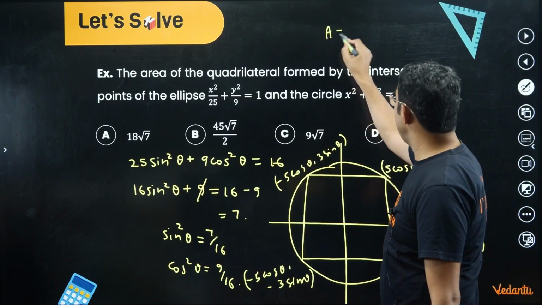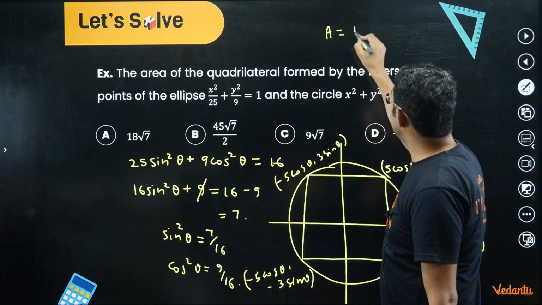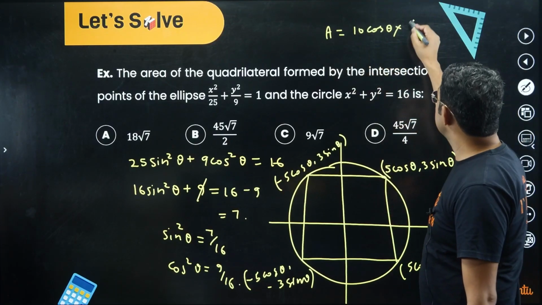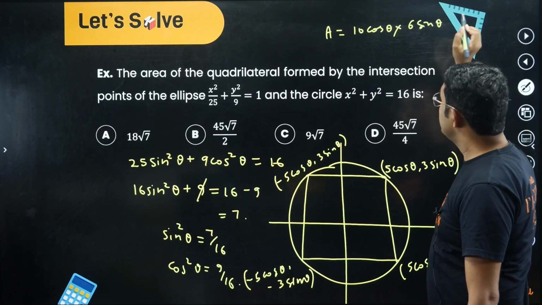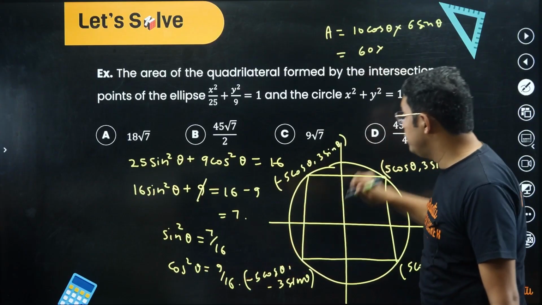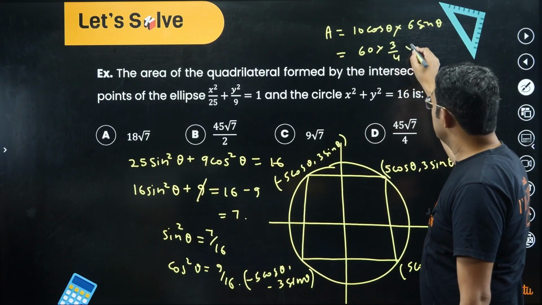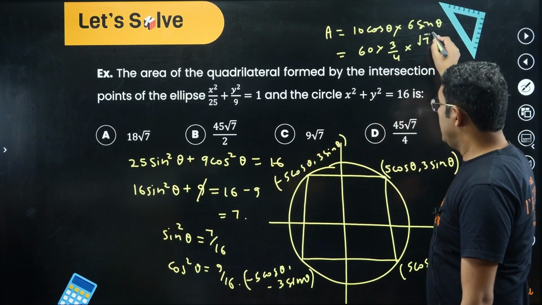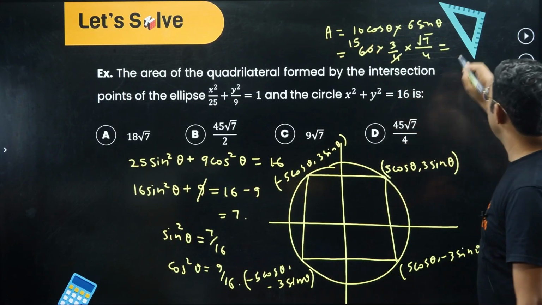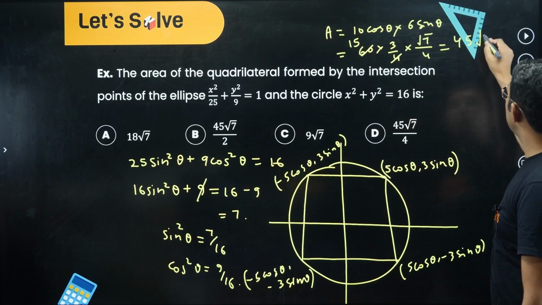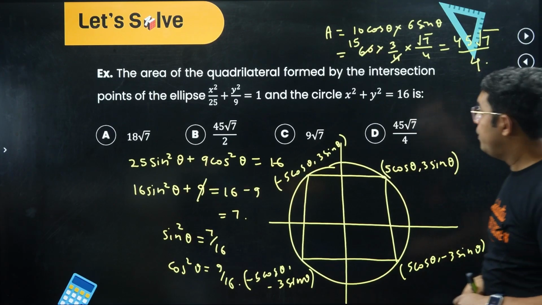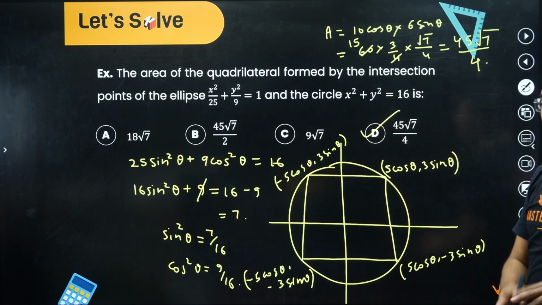Its area has to be equal to, this side would be 10 cos theta and this side should be 6 sin theta. Okay, now this is 60 into cos theta value, which is 3 upon 4, sin theta value is root 7 upon 4. So this 4 will cancel, 15 times 3, 45 root 7 upon 4. 45 root 7 upon 4, that is D, should be the answer of this question.